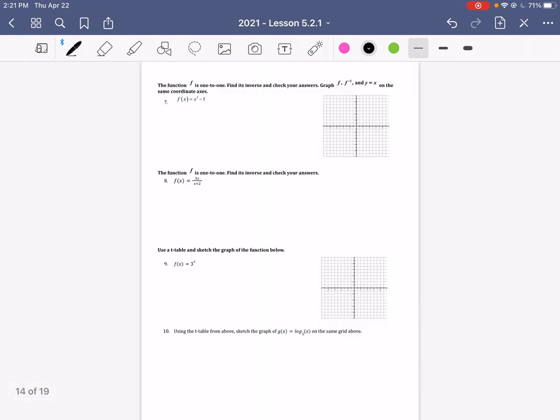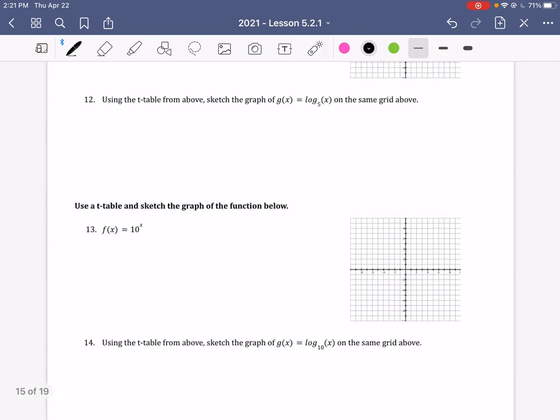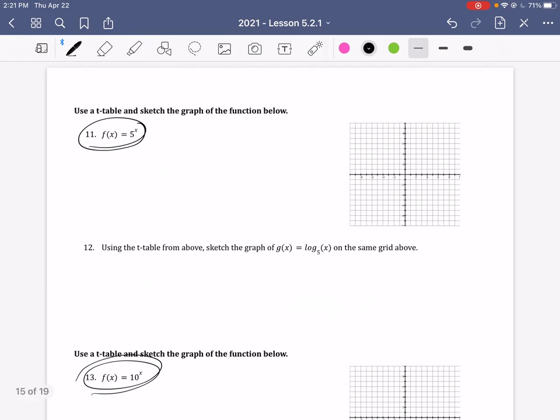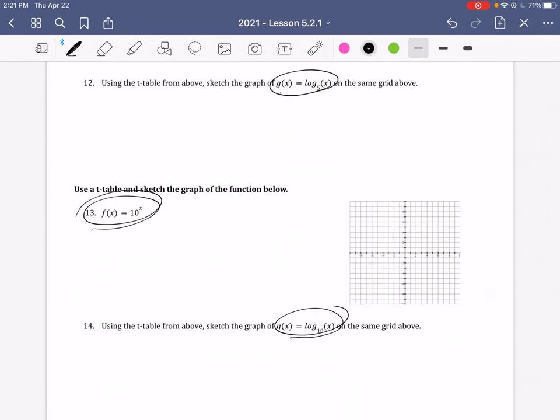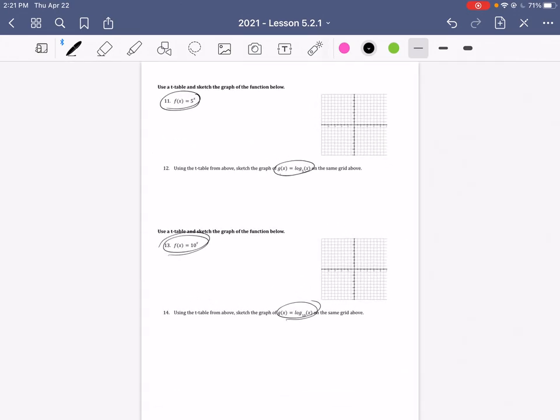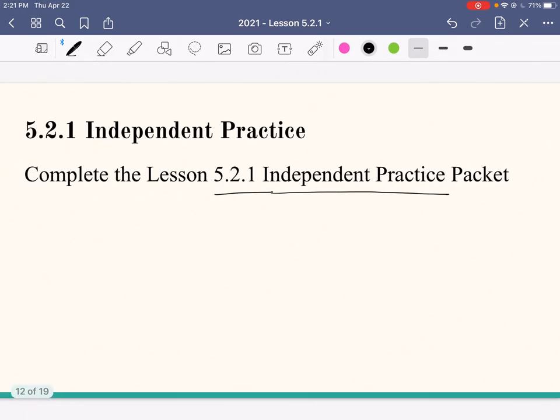And then in the next couple pages, we're going to get to these similar types of problems where you have to sketch the exponential graph and then its inverse, the logarithm. So please go ahead and get working on this. If you do not have a printer at home, that is totally fine. You can just write the questions on a separate sheet of paper and then ask if you have any questions.